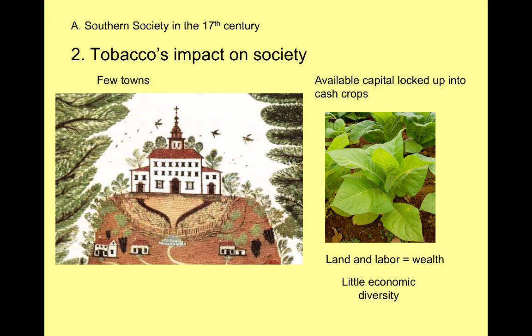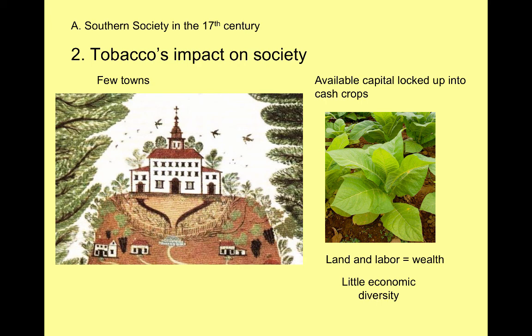In addition to that, we're going to see that since it's a cash crop economy, wealth in the South is determined not by how much money you have necessarily, but how much land you own. Because the more land you have, the more tobacco you grow. And so the richest people in the South, sometimes you could think of them as land-rich, cash-poor. They have lots of land, they can grow lots of tobacco, but they don't have a lot of capital or cash on hand.